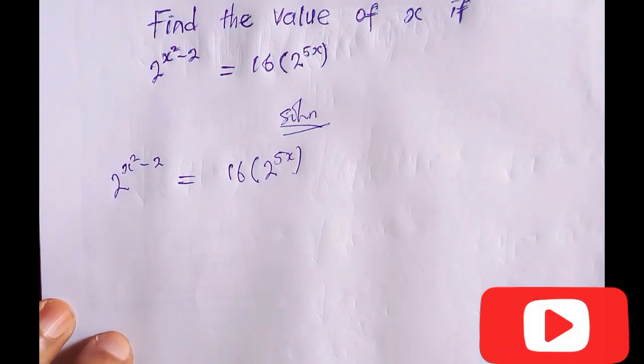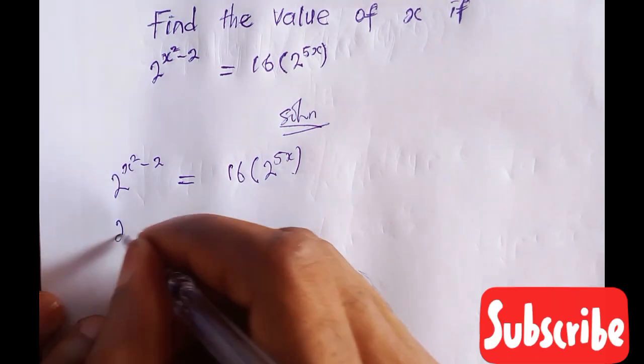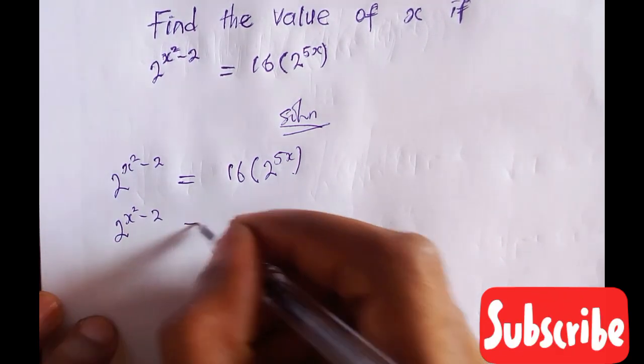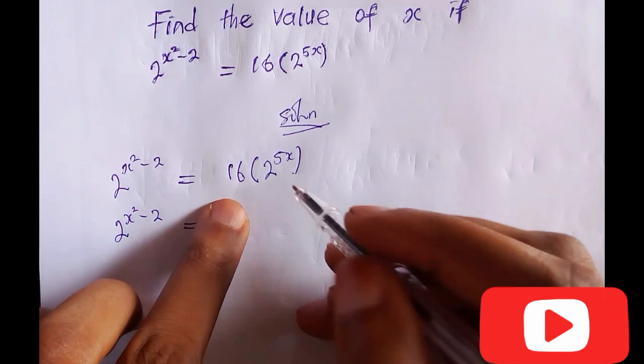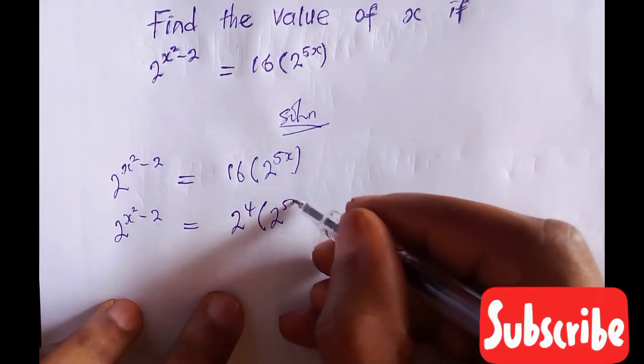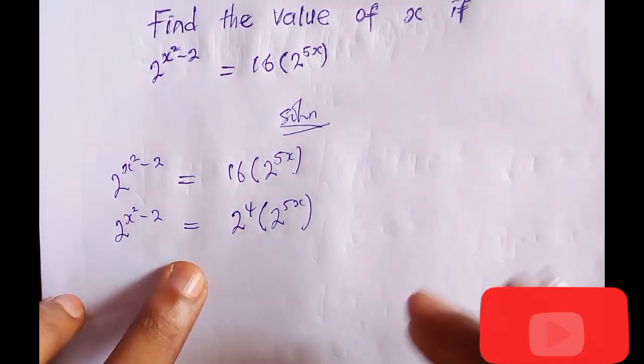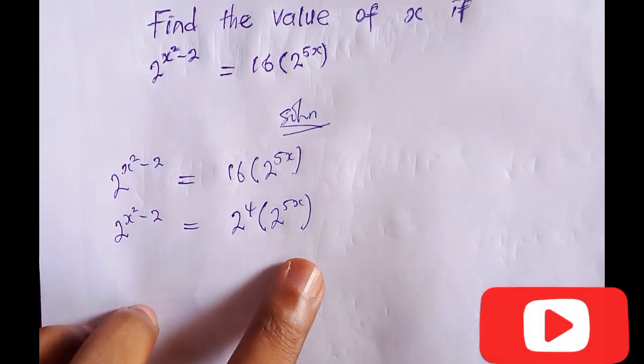Note that, solving this, we are going to have 2 to the power x squared minus 2 is equal to 16, which is the same thing as 2 raised to the power 4, multiplying 2 raised to the power 5x.